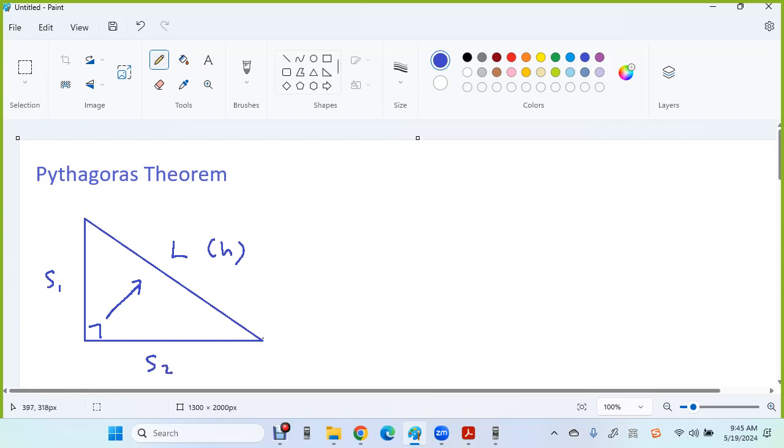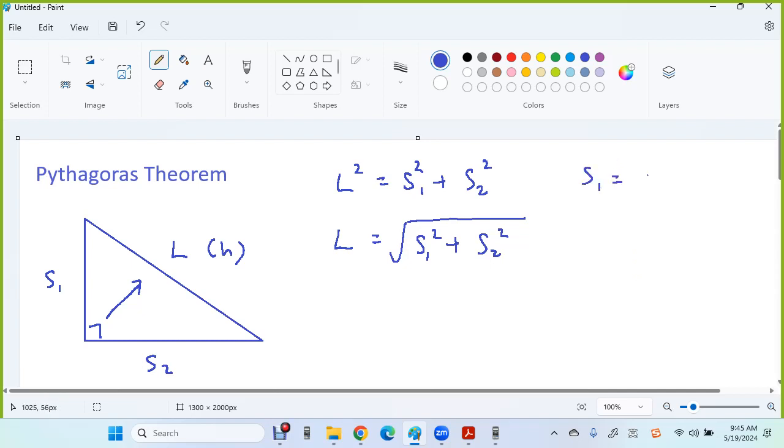hypotenuse. According to Pythagoras, the square of the longer side is the sum of the squares of the other two shorter sides. If we want to find the longer side, it will be the square root of the sum of the squares. If we want to find a short side, it is the longest side squared minus the other short side squared.